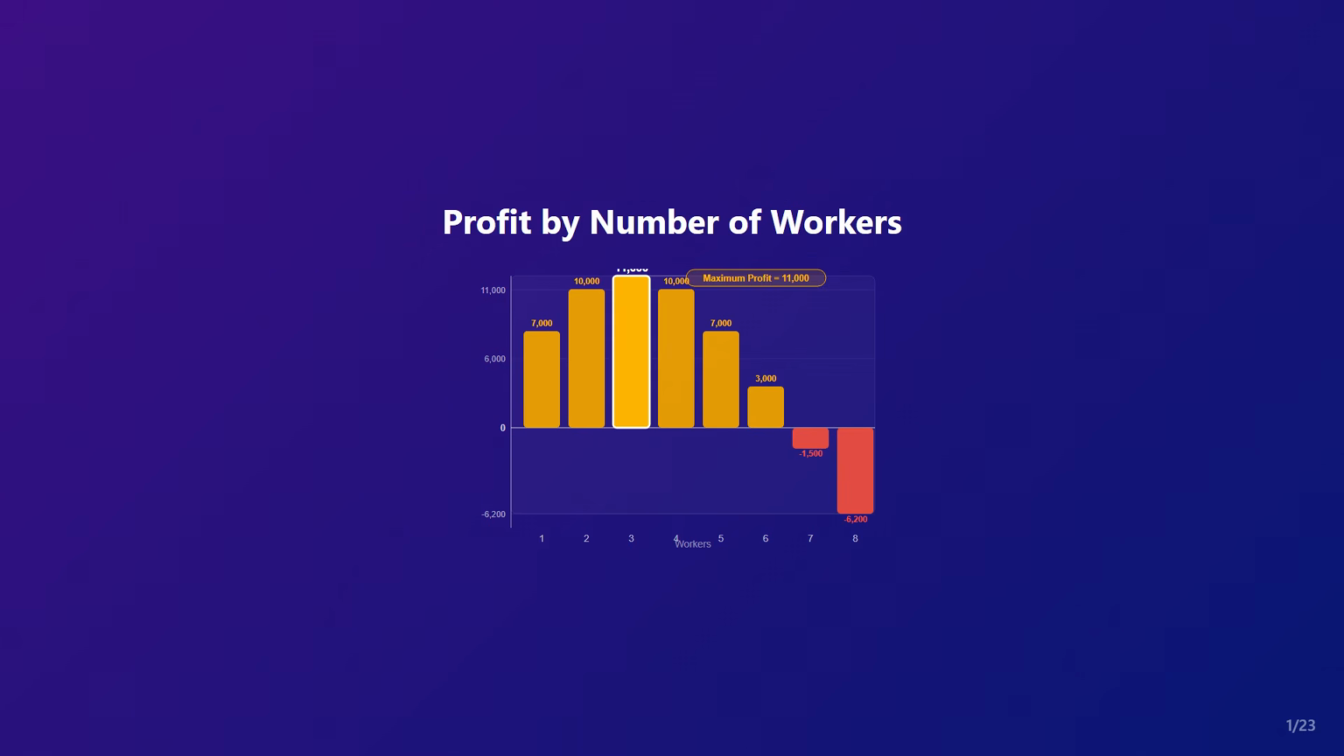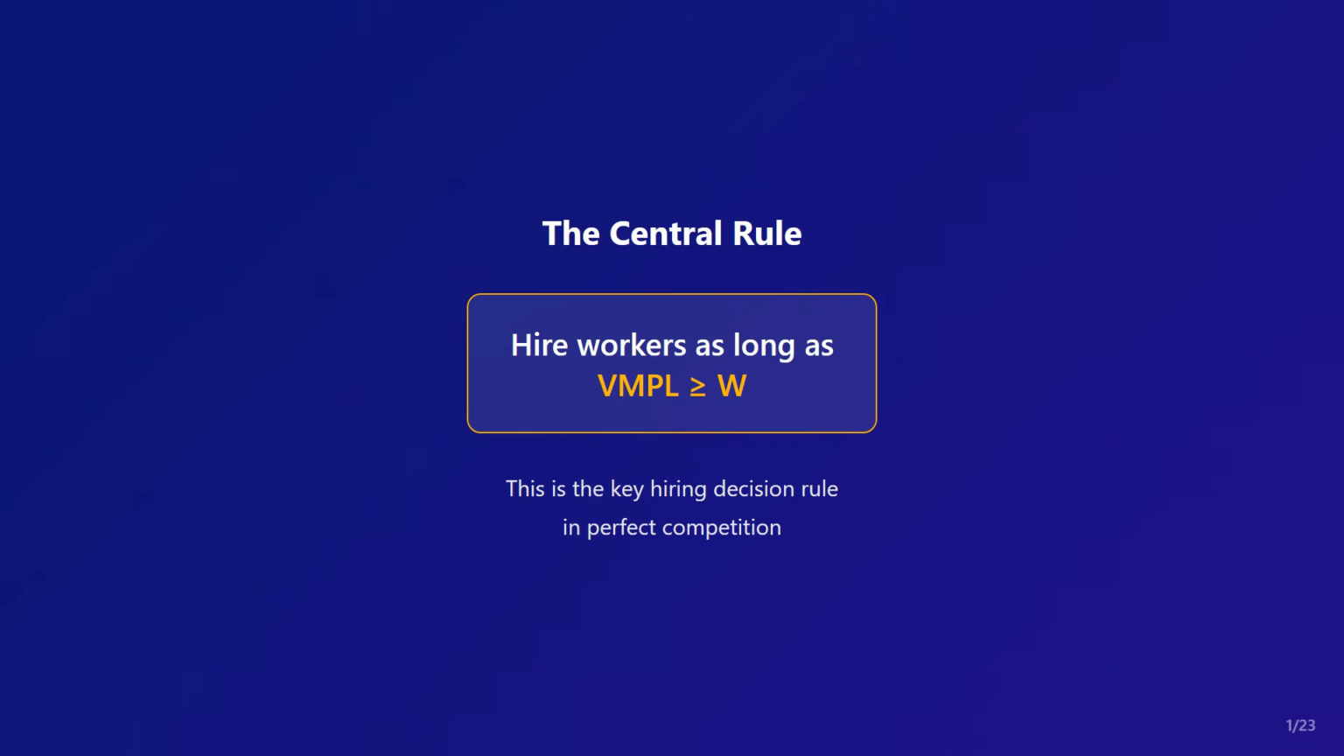But note an interesting point: we didn't need to do the entire long calculation of revenue, expenses, and profit for all 8 employment levels. We could have just looked at the marginal value product column, compared it to the wage, and immediately said, hire workers as long as VMPL is greater than or equal to W. This saves a lot of work and yields the exact same result.